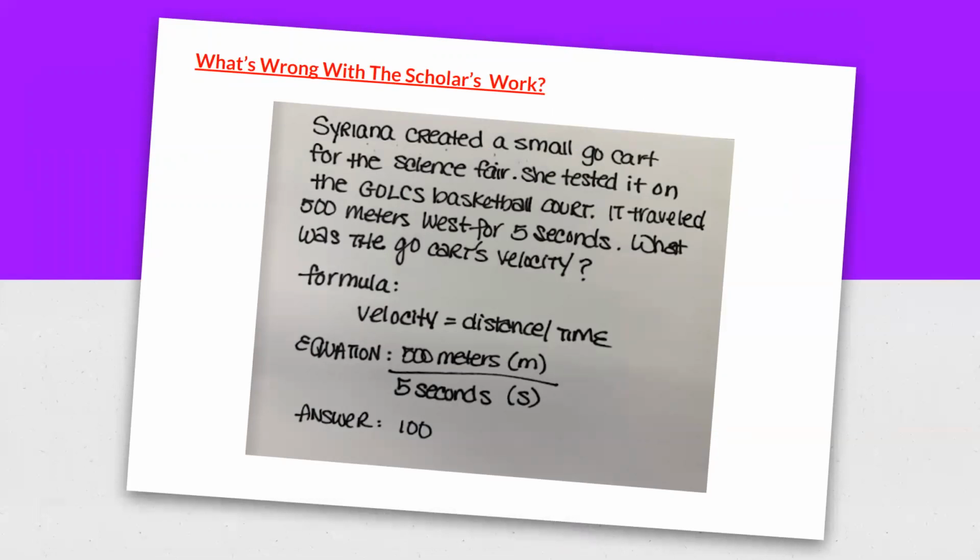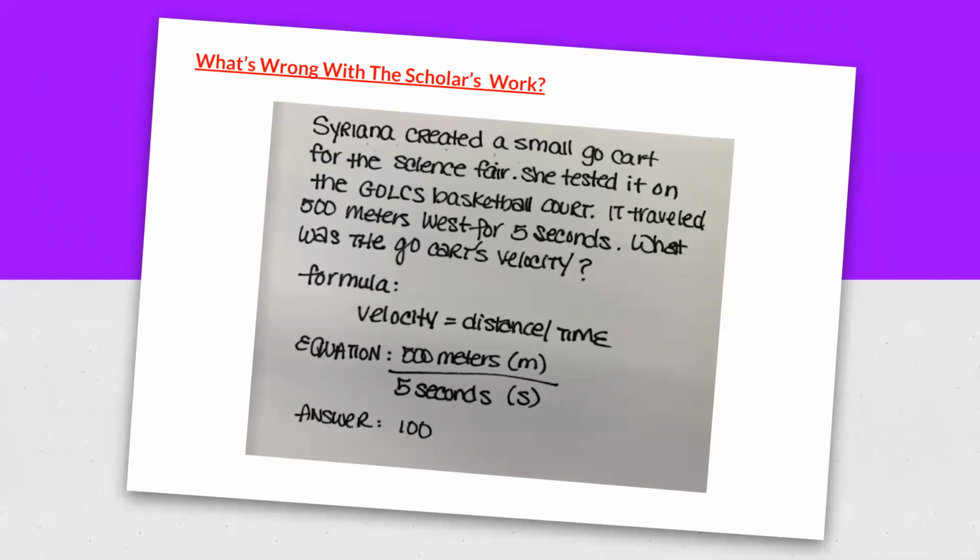All right. Now that we took a look at how to do our work, what is wrong with this scholar's work? Now this wasn't done by Siriana. This was done by me. It's a faulty piece of work. Siriana created a small go-kart for the science fair. She tested it on the Great Oaks Legacy basketball court that we all miss and love. I remember shooting the lights out there on you guys because you guys can't shoot. It traveled 500 meters west for 5 seconds. What was the go-kart's velocity?